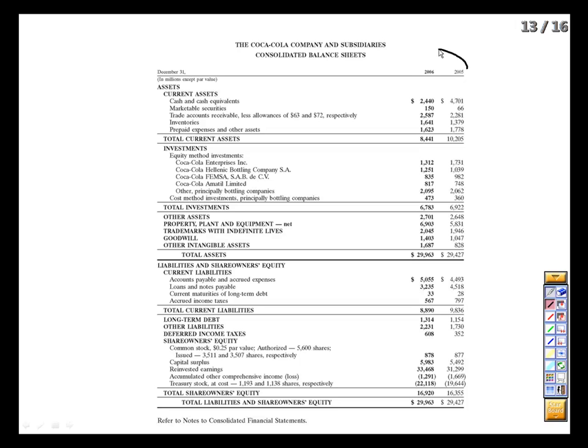Well, first, we see that there's 2 years of data here. We want to be able to compare where we are this year with where we were last year, so we lay it right out for you. We see that this is for Coca-Cola Company and subsidiaries. What this means is that we've taken all the little sub-companies that Coke owns and rolled them up into what we call a consolidated balance sheet.